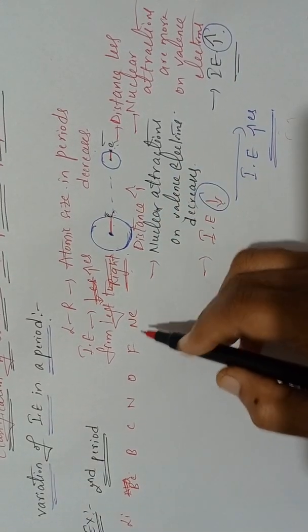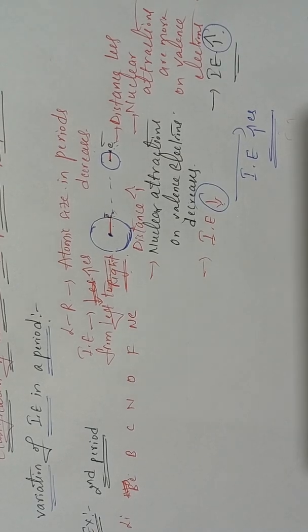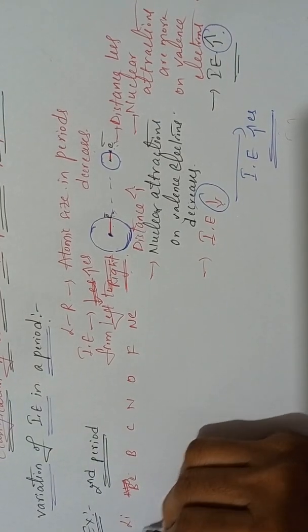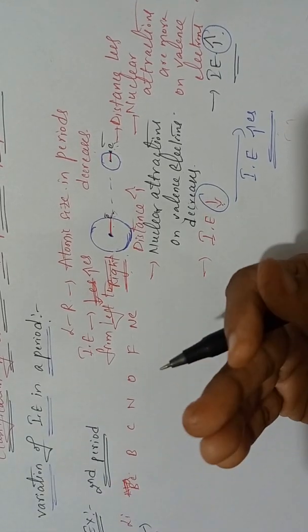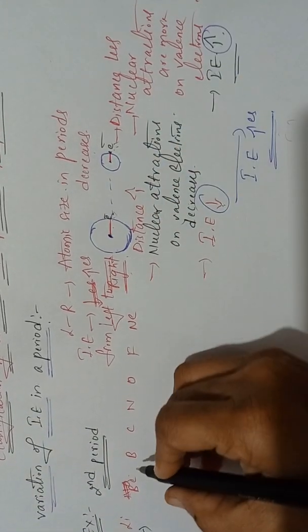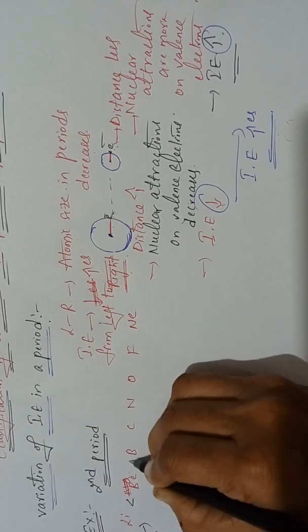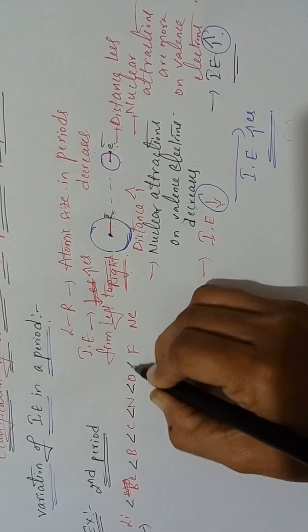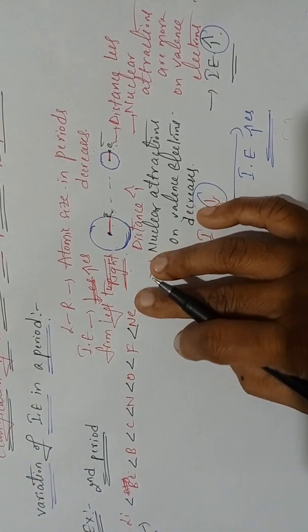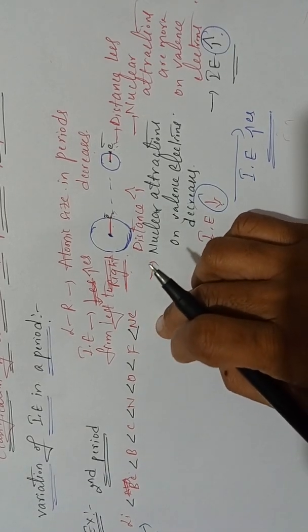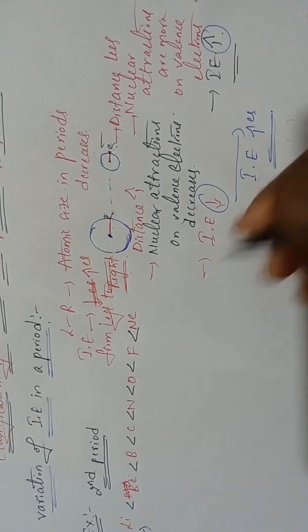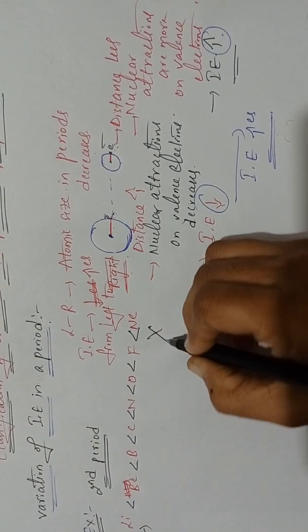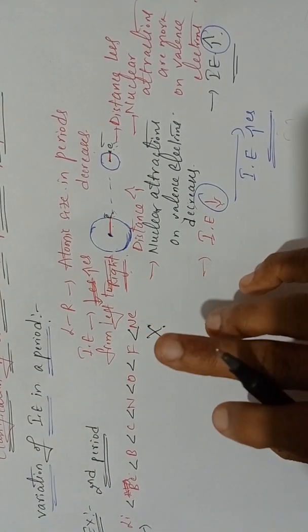Ionization energy increases means here what is the order, students? Increases means small to big. So that's why less than, less than, less than, less than, less than. Are you clear? So left to right ionization energy increases, but this order is correct, students. This order is wrong. Are you clear?